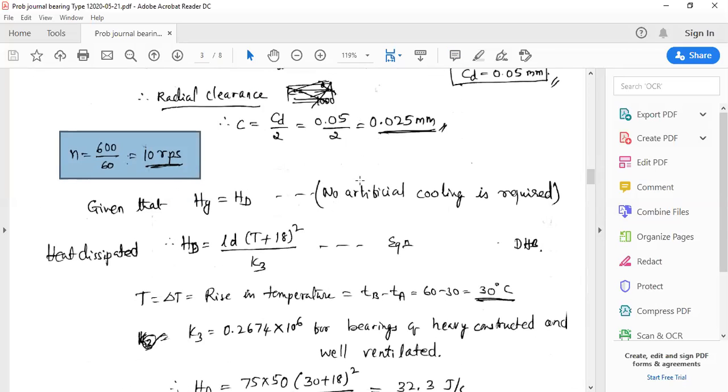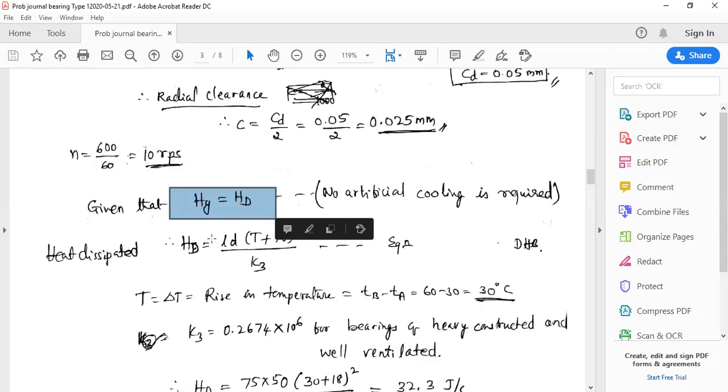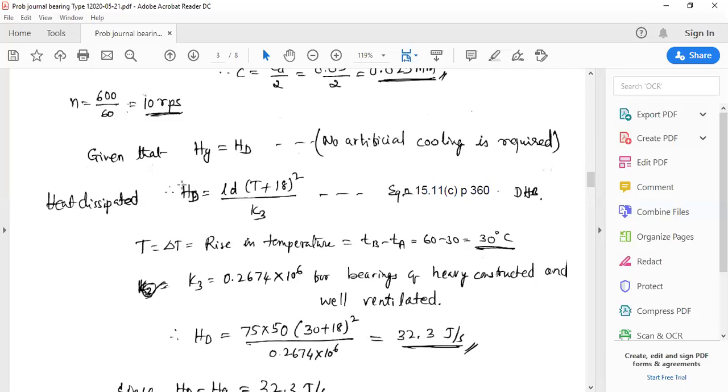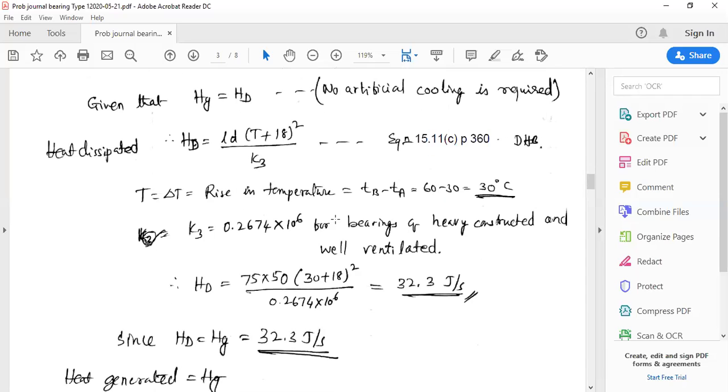And there is no artificial cooling required. That condition is given, so that Hg is equal to HD. So this is the equation which is available in the data handbook: HD is equal to LD into bracket T plus 18 whole square divided by K3. So heat dissipated is given by LD into bracket T plus 18 whole square divided by K3, equation number 15.11c, page number 360 of the data handbook.